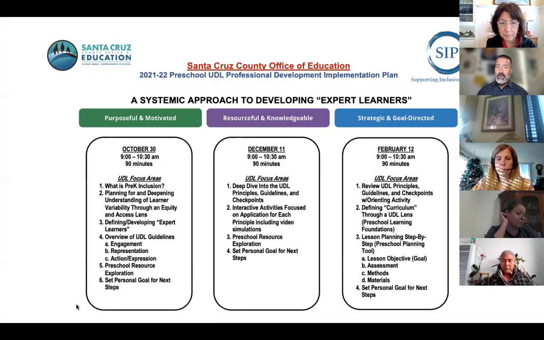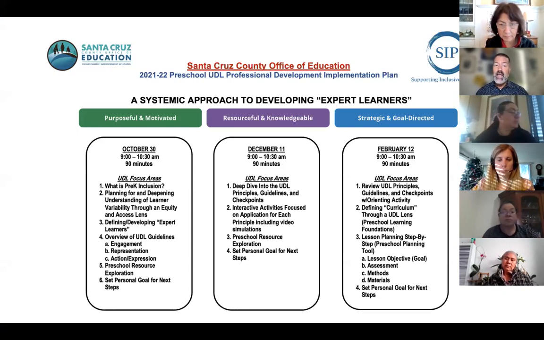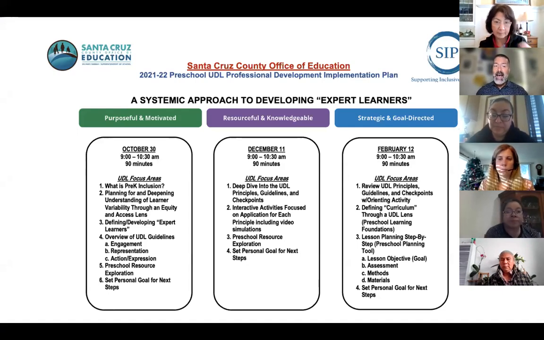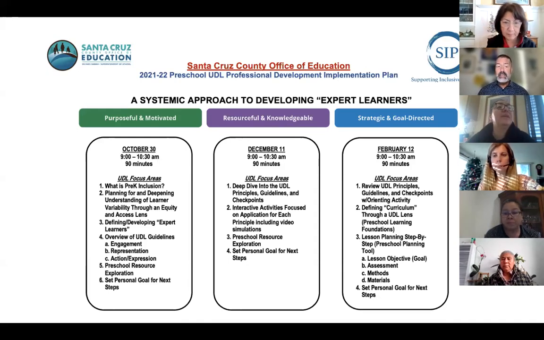So just a little review of the entire series. On October 30th, we did an overview of Universal Design for Learning, but in the umbrella of inclusion and how to create equitable, meaningful, inclusive environments so that all students are able to be successful within your classrooms, but not just in the preschool setting, but it also sets the students up to be successful in inclusive kindergarten through secondary programs.